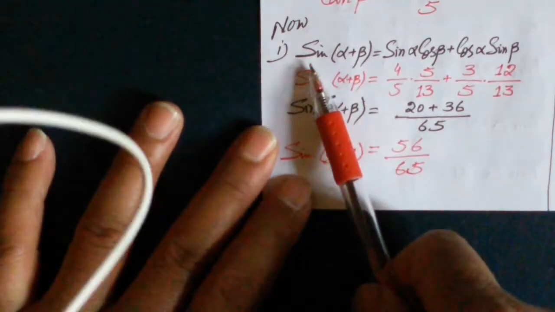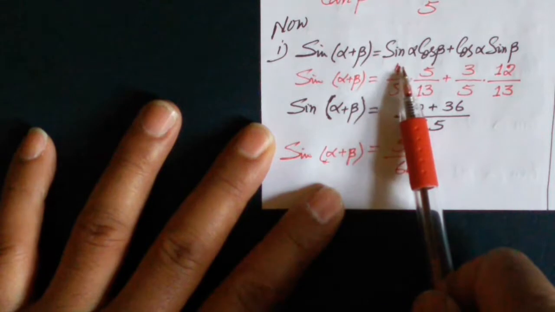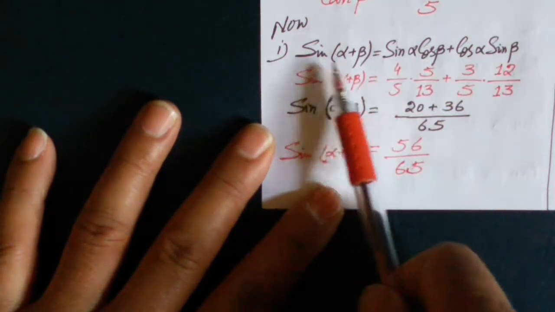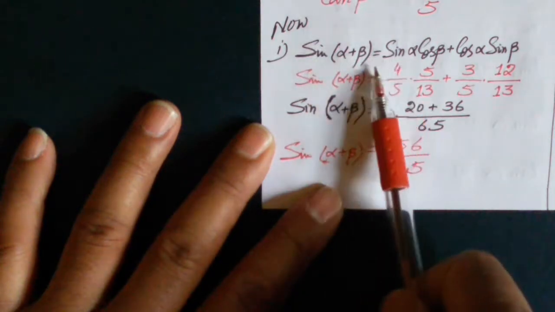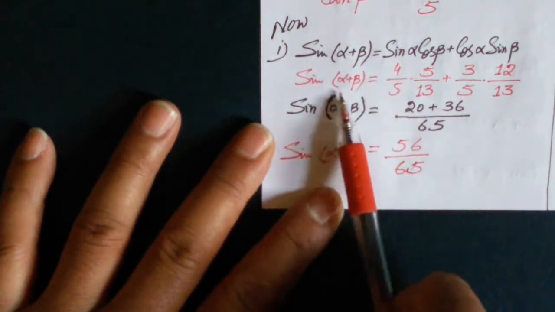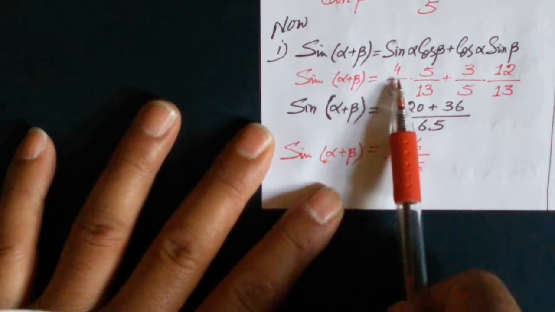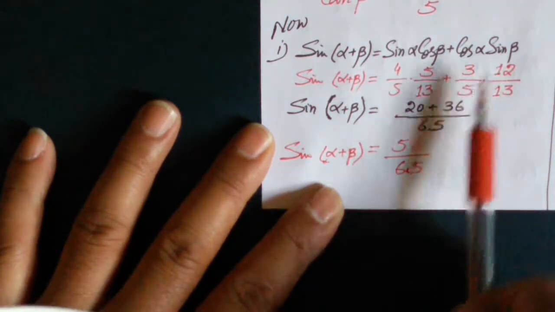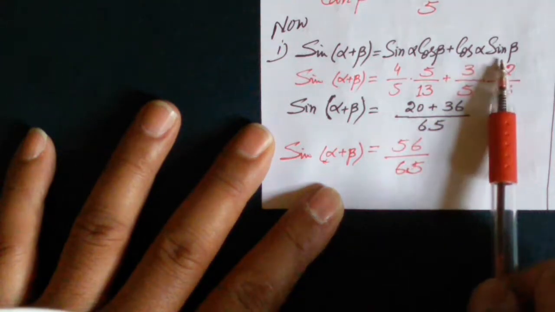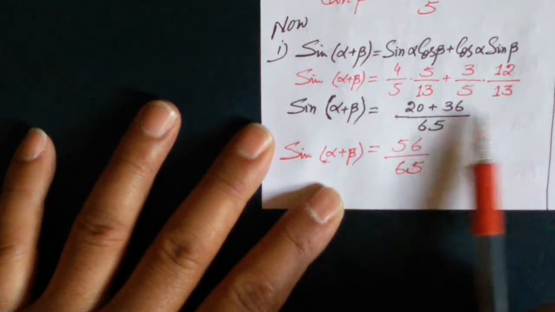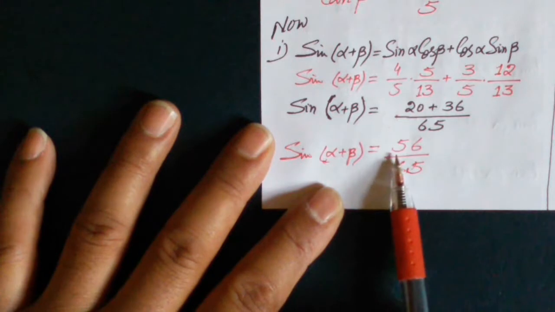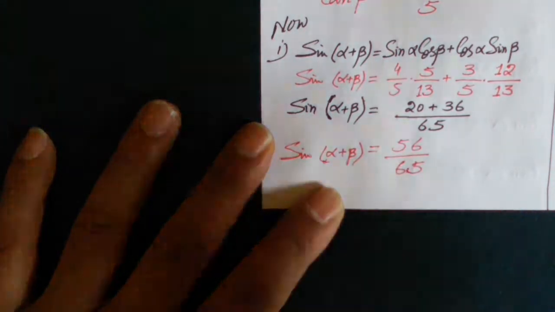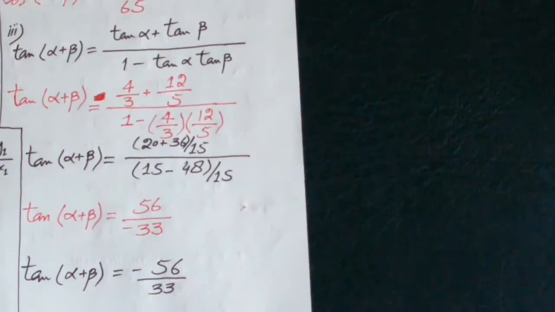The first part of this question is sin of alpha plus beta is equal to sin alpha cos beta plus cos alpha sin beta. To calculate sin alpha plus beta, we expand this identity. So sin alpha plus beta is equal to sin alpha is equal to 4 divided by 5, cos beta is equal to 5 divided by 13 plus cos alpha is equal to 3 divided by 5 and sin beta is equal to 12 divided by 13. And after the simplification, we have sin alpha plus beta is equal to 56 divided by 65.